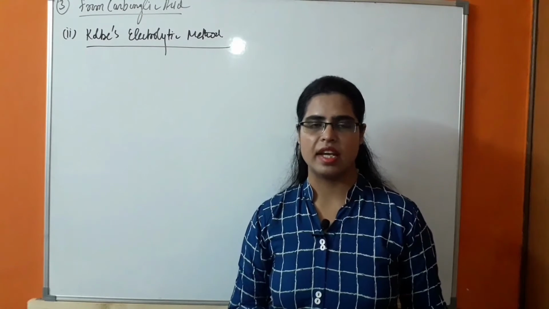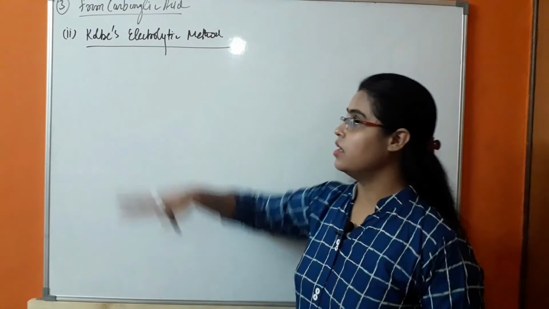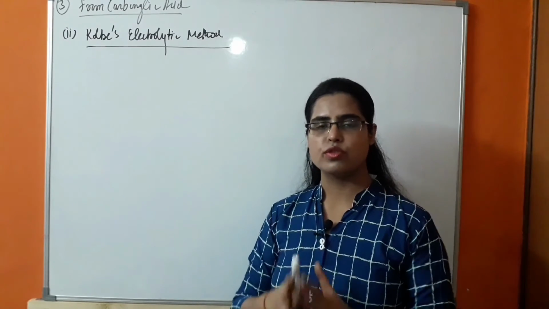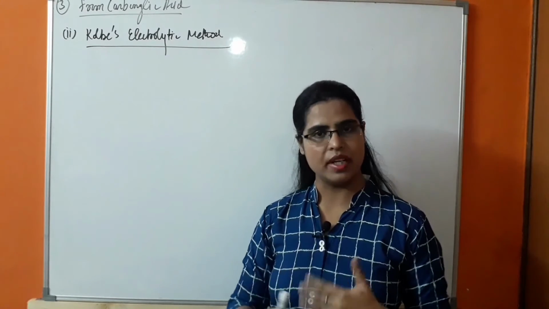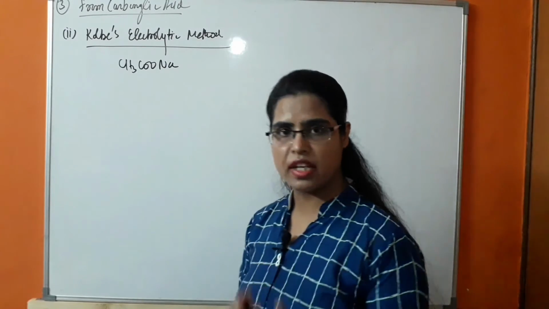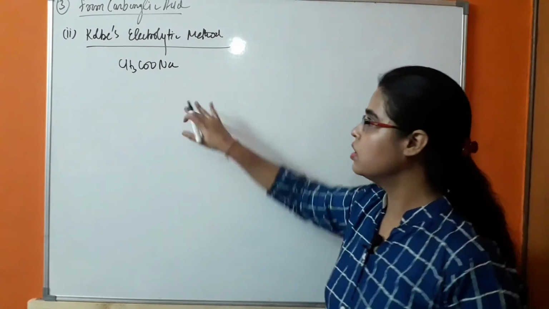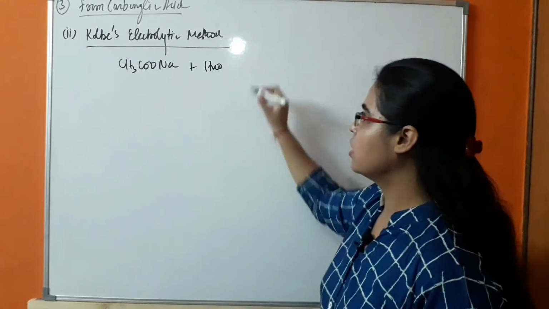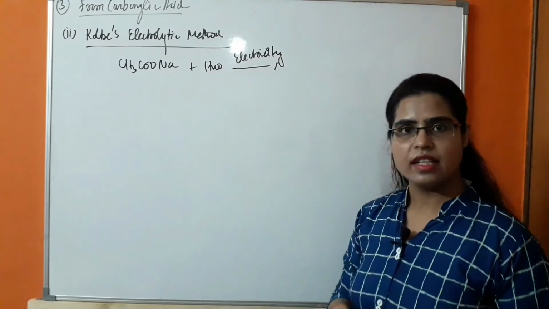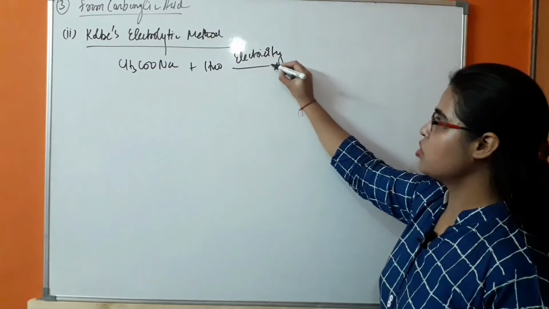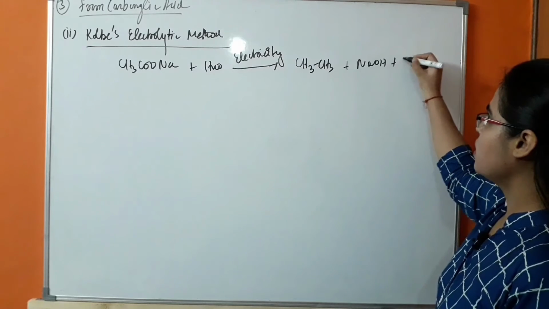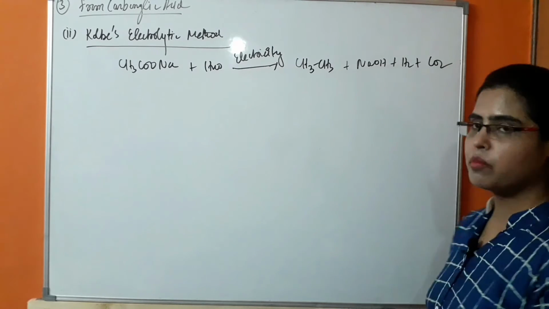Next preparation method of alkane using carboxylic acid is done with the help of Kolbe electrolytic method. In this, electrolysis of sodium salt of carboxylic acid will be done in the presence of water. So let's see what will be the reaction. Sodium or potassium salt of carboxylate is used in the presence of water. Electricity is passed. This process is known as electrolysis. So there will be formation of ethane. NaOH will be a byproduct, and hydrogen and CO2 will be released.